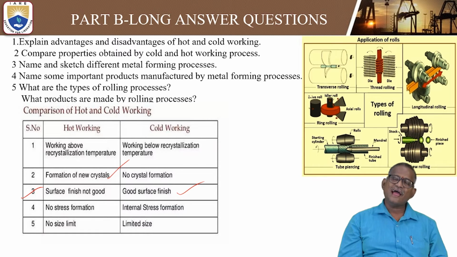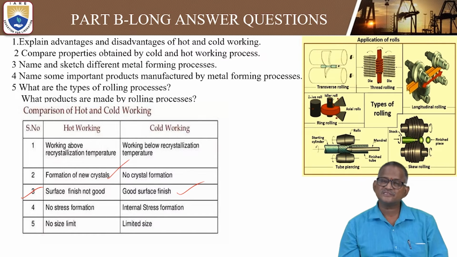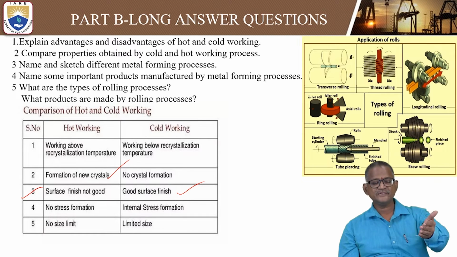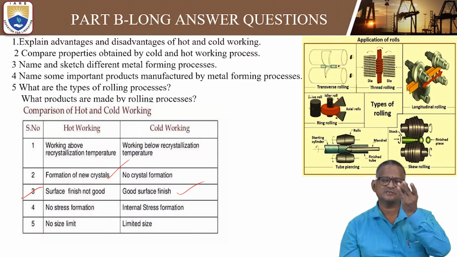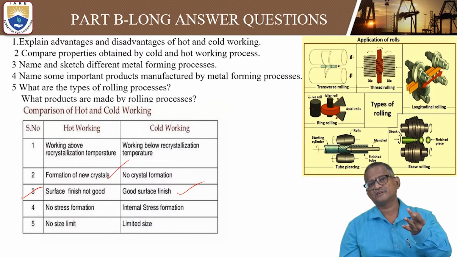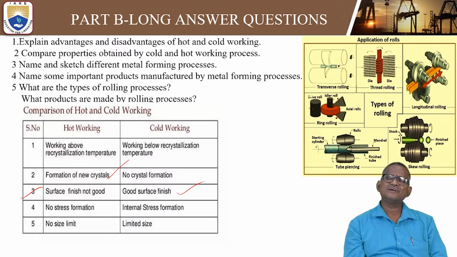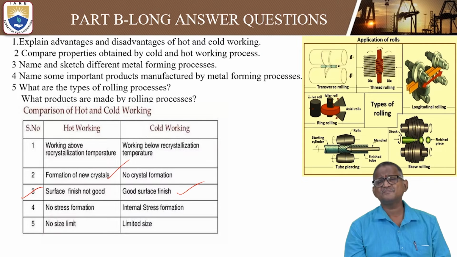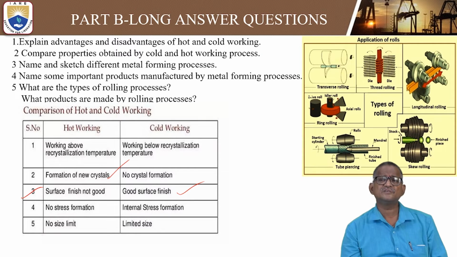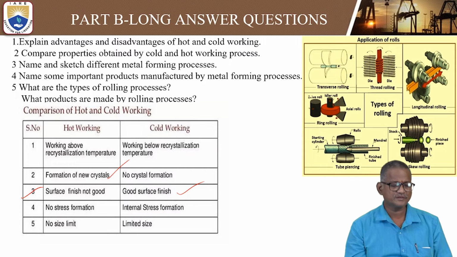You can add the advantages and some applications also. For hot working, the major applications are the hot rolling process, hot forging process, hot drawing process and hot spinning process. Cold working means simple wire drawing and deep drawing, and sometimes simple operations like blanking and piercing also come under the cold working process.